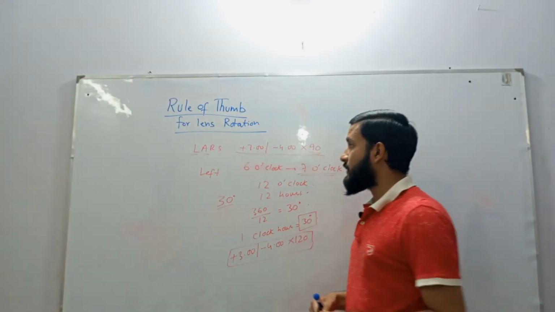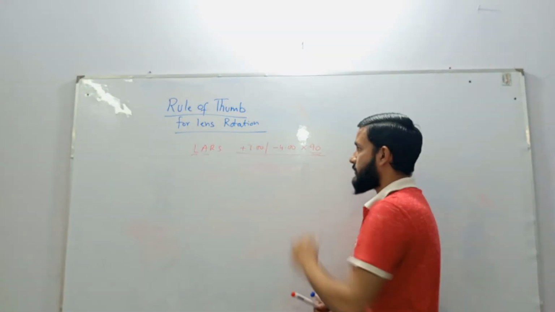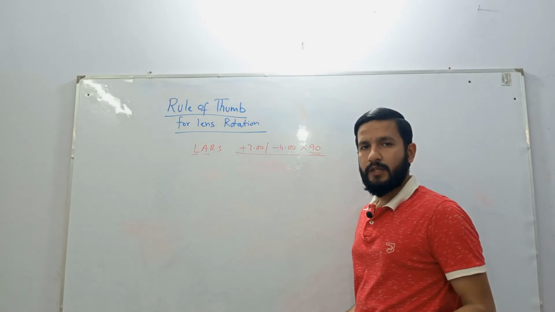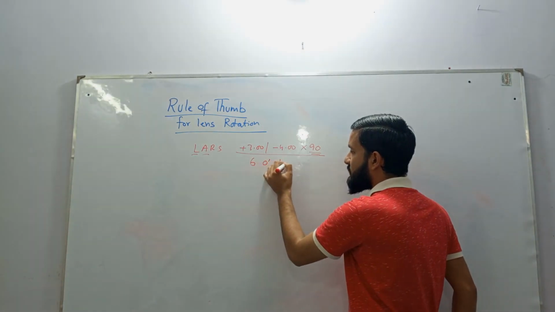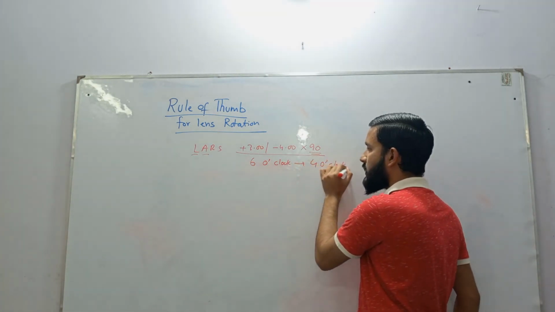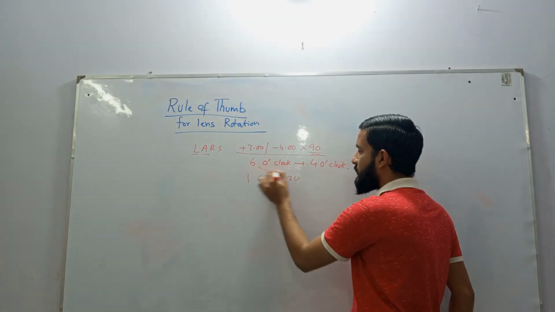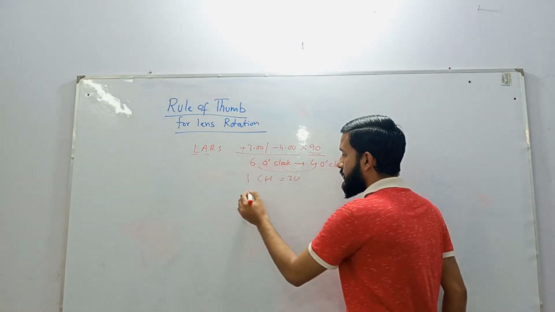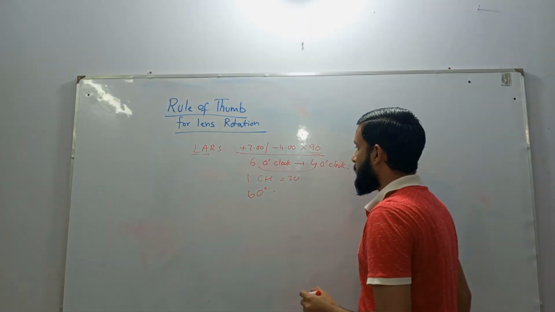Let's see another example where there is anti-clockwise rotation. We have the same patient, same prescription. When assessing the patient, we came to know that the 6 o'clock mark was present at 4 o'clock. Okay, 1 clock hour is equal to 30 degree. So there is a difference of 2 clock hours. So the change in axis will be 60 degree.